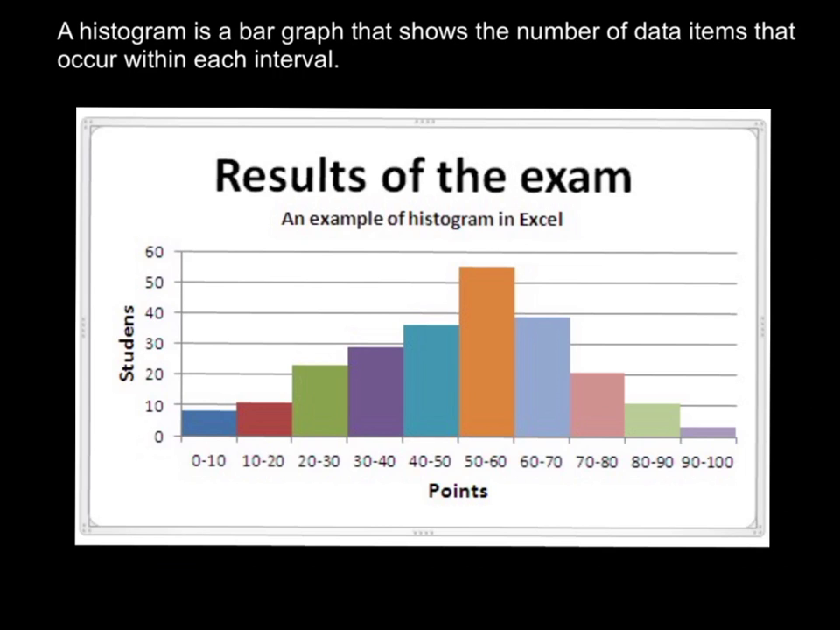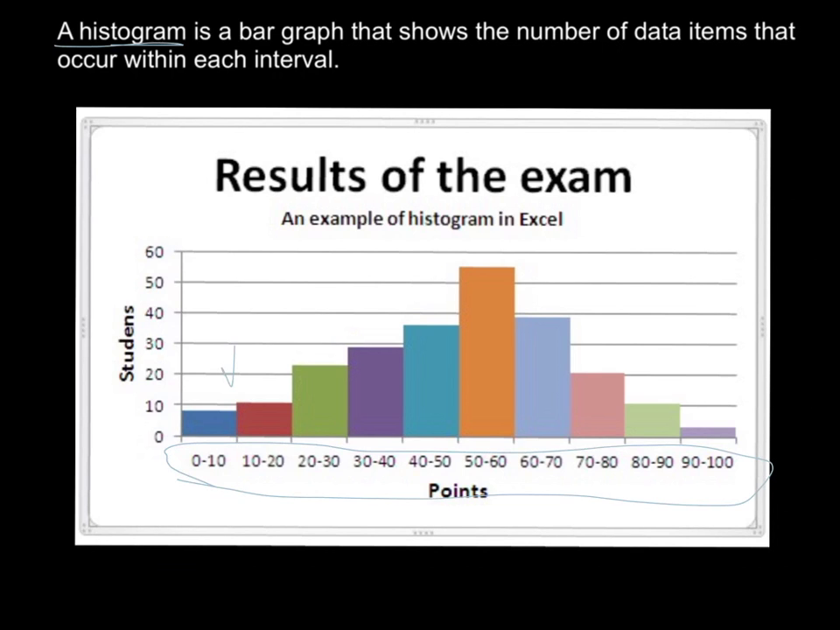So if we look at what a histogram is, it is a bar graph. But this bar graph should look a little different to you. The things that are different is it has intervals on the bottom. Bar graphs usually only have one thing on the bottom. It could be a number, it could be like a country or a state. This is going to have intervals, which is what we did on our frequency table.